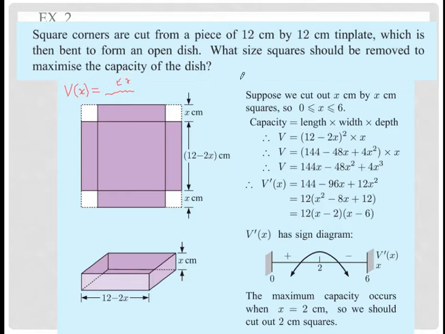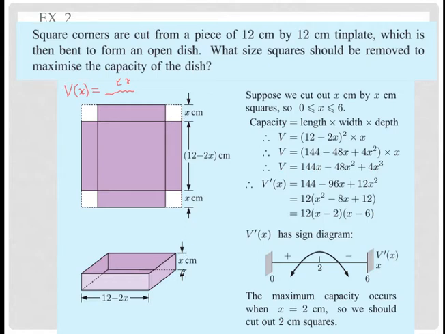Okay, so if this is a 12 by 12 tin plate square originally, well, if I make this x and this x, since they're squares, then this becomes 12 minus 2x, because I have two squares on either side. So I have 12 minus 2x, and this is also 12 minus 2x, right? So this is 12 minus 2x, this is 12 minus 2x, and this length is x.